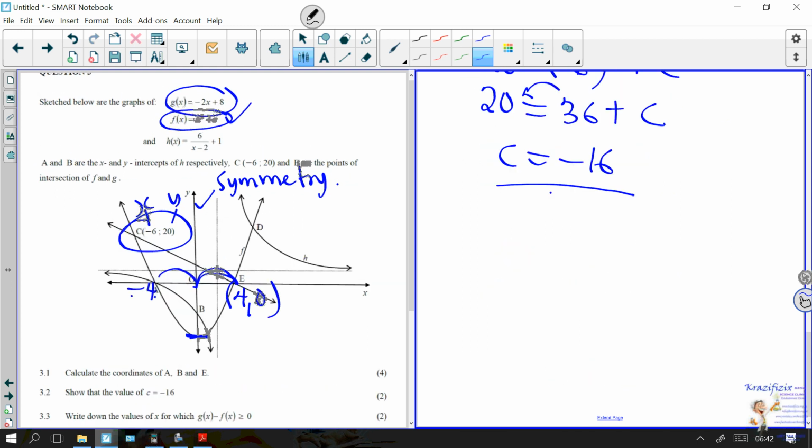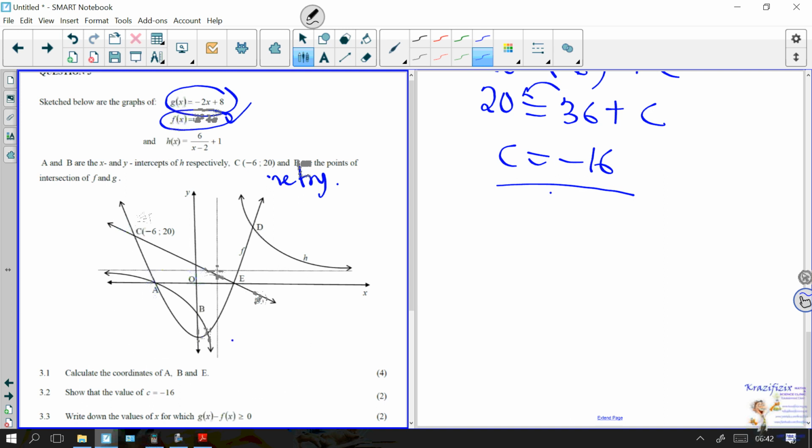It's negative 16. Let's try something else. Do you notice point A is also on my f of x? Point A, even point E. What is the coordinate here? Negative 4.